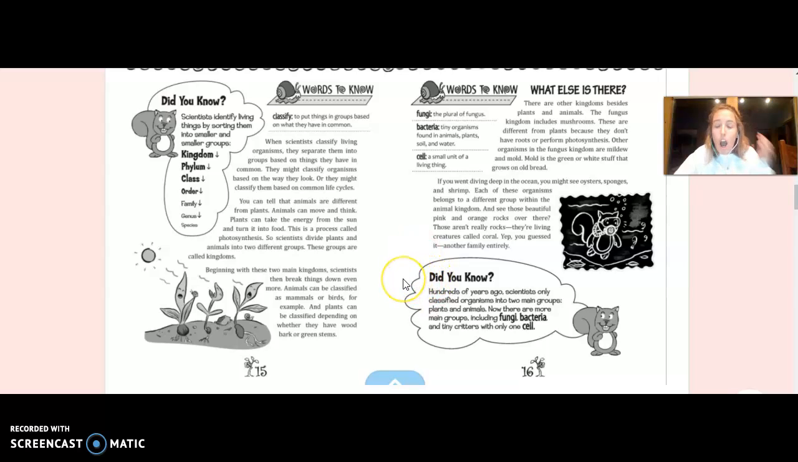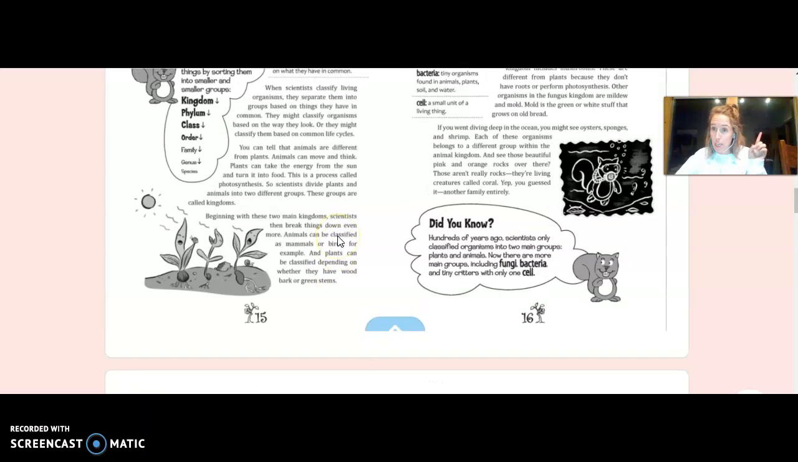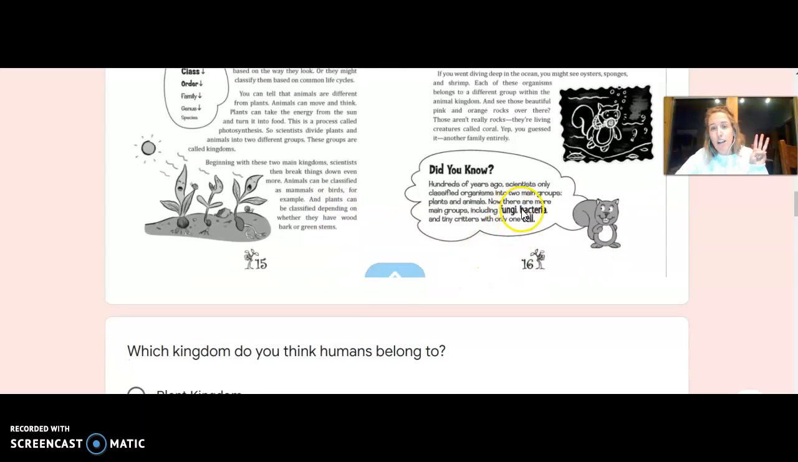Did you know, hundreds of years ago, scientists only classified organisms into two main groups, plants and animals? Now there are more main groups, including fungi, bacteria, and tiny critters with only one cell. Your job is to answer, which kingdom do you think humans belong to? Plant kingdom, animal kingdom, fungi, bacteria, or cell kingdom?